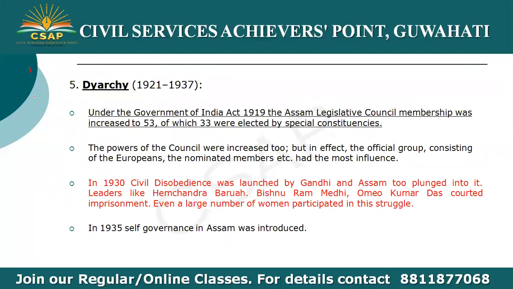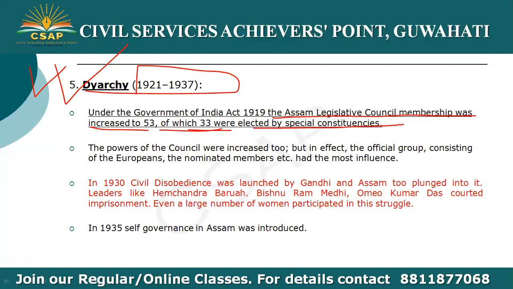Now comes the period of diarchy from 1921 to 1937. Under the Government of India Act 1919, the Assam Legislative Council membership was increased to 53, of which 33 were elected by special constituencies. And the powers of the council were increased too, but in effect, the official group consisting of the Europeans, the nominated members, etc., had the most influence.